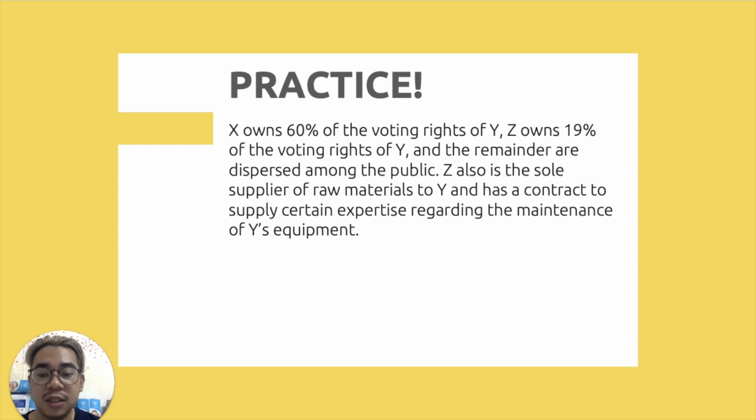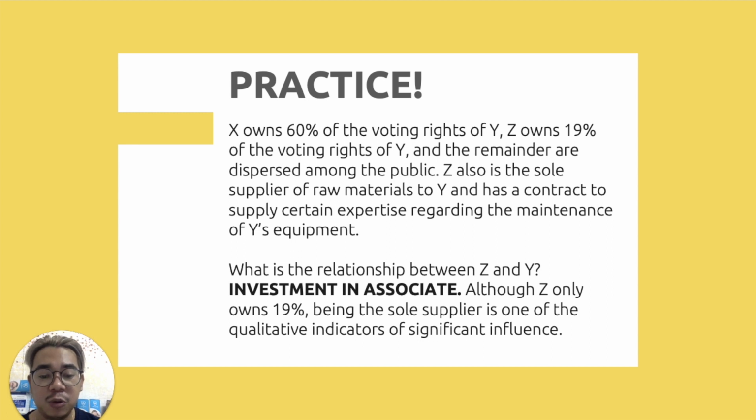Z also is the sole supplier of raw materials to Y and has a contract to supply certain expertise regarding the maintenance of Y's equipment. What is the relationship between Z and Y? Although 19% lang yung ownership ni Z, number one, siya ang sole supplier. So meron silang material transactions. Pangalawa, nagbibigay siya ng technical information kay Y. Therefore, investment in associate siya kahit na 19% lang because the qualitative indicator will override the quantitative presumption.